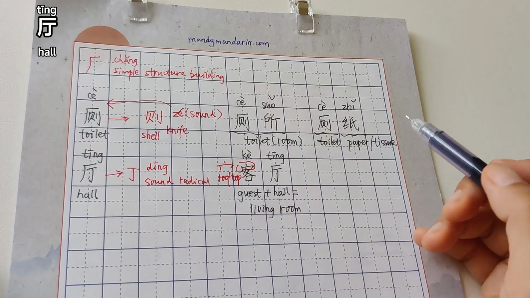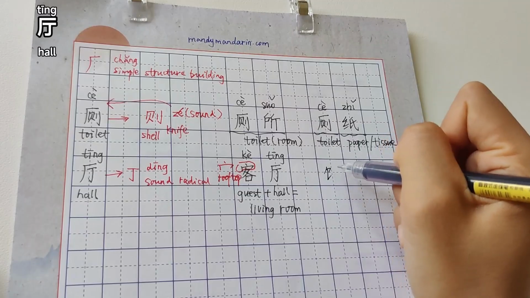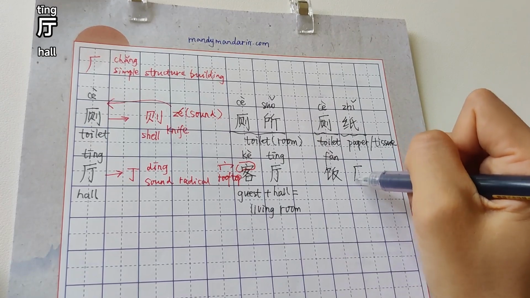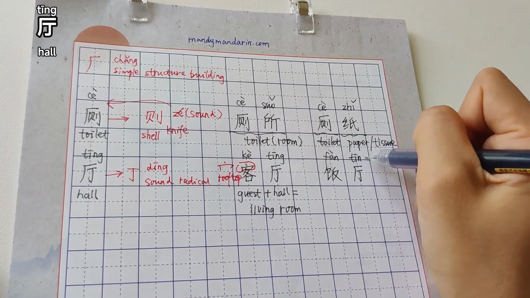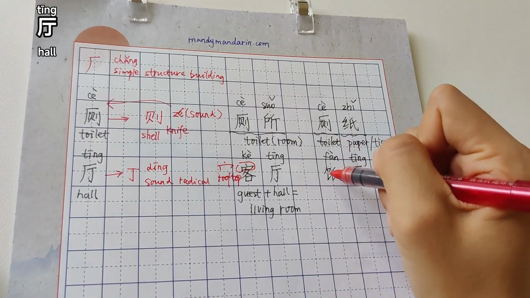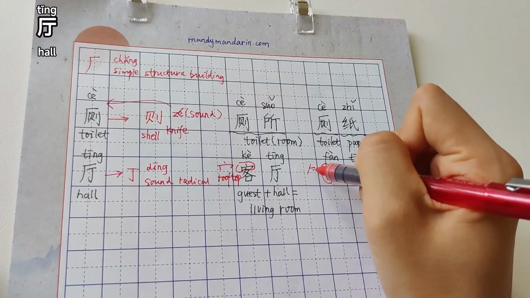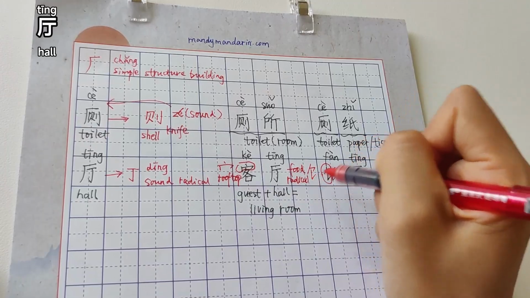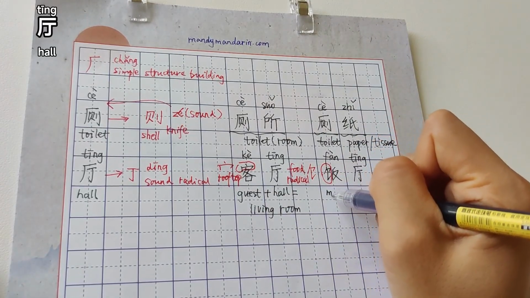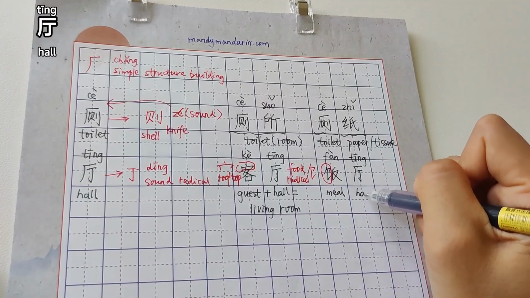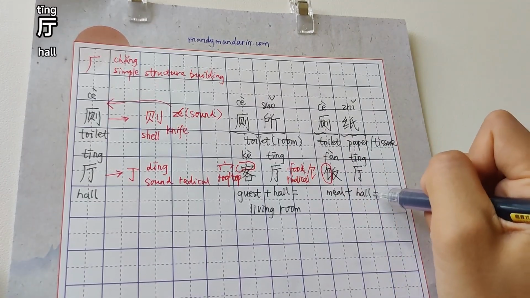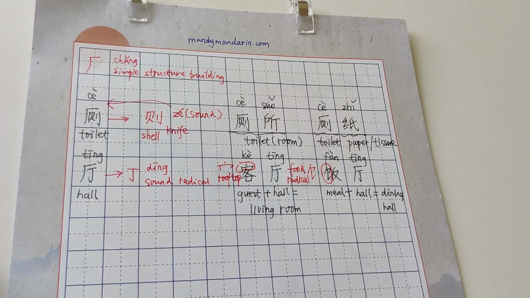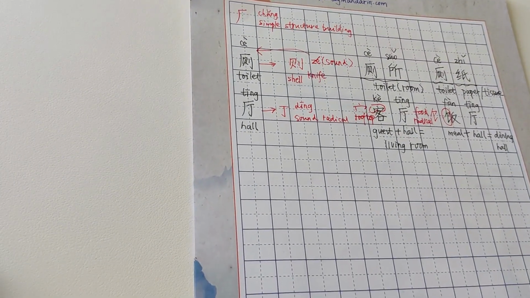And the next example, 饭厅. For the 饭, the left side of it, you can see this is a food radical. And the 饭 means meal. 厅 is hall. So the meal hall makes the dining hall. And let's get to the next example.